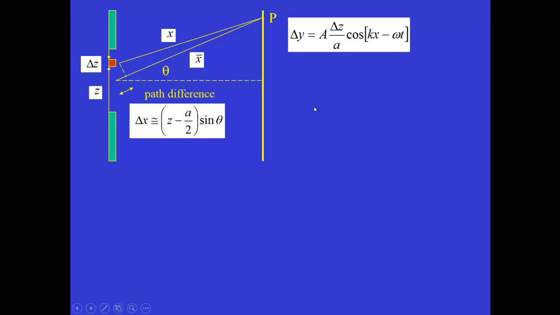So now what we want to do is write down what that path difference is. We'll call it delta x, and it's actually x bar minus x. From the geometry, we can see that that delta x is z minus A over 2 times sine theta. z is up here. That's the distance from the bottom of the slit all the way up to our slice delta z, and then we subtract off half of A, and that gives this vertical distance here, which is the hypotenuse of the small right triangle that's formed. So the path difference is z minus A over 2 times sine of theta.